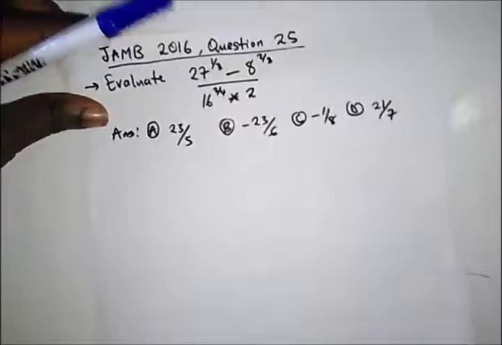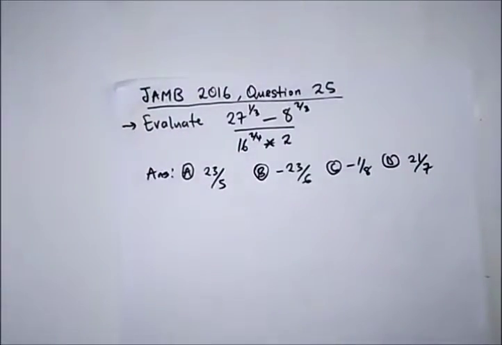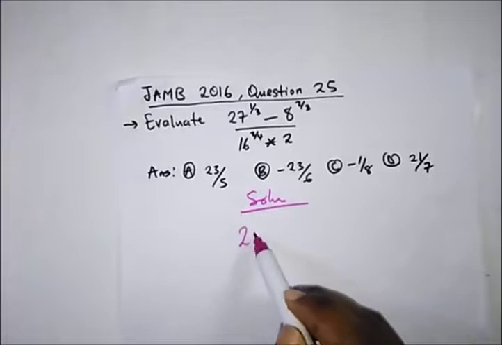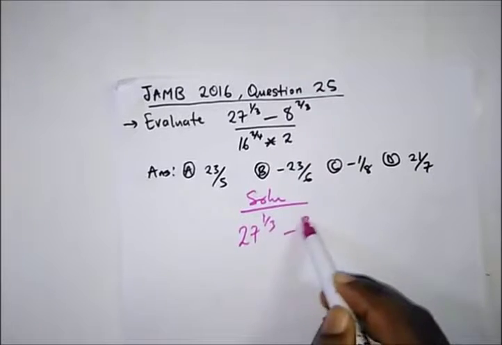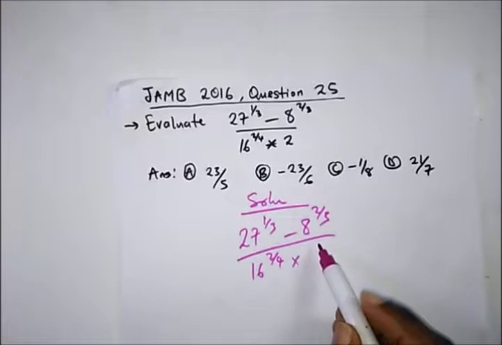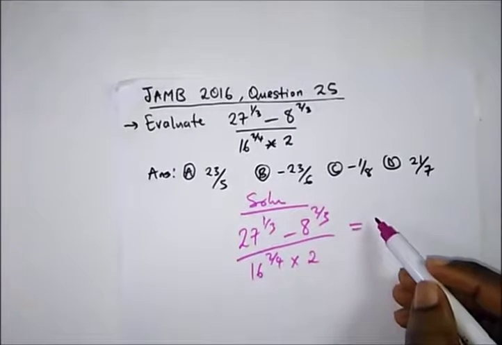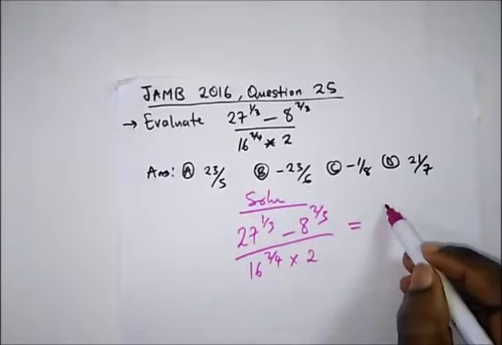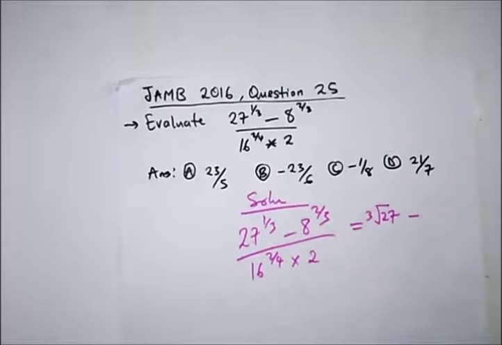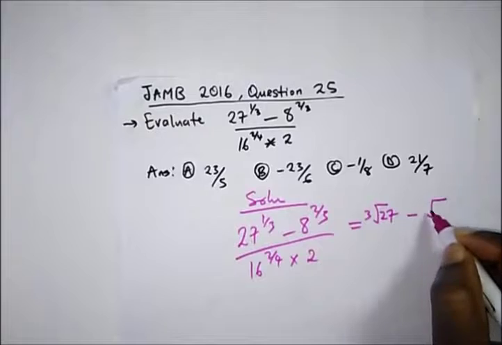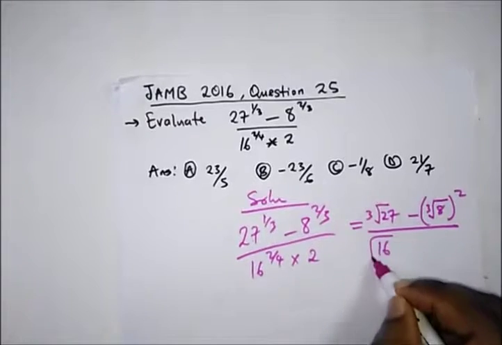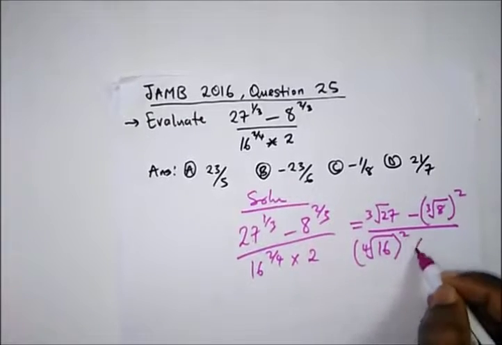Our final question here from JAMB 2016, question 25, says evaluate this. So what's our solution here? Let's write down our question: 27 raised to the power 1 over 3 minus 8 raised to the power 2 over 3 divided by 16 raised to the power 2 over 4 times 2. So let's simplify this. This is the cube root of 27 minus, remember our laws of indices, when we have fractional powers, this will be the cube root of 8 all raised to the power of 2, divided by the fourth root of 16 all raised to the power of 2 times 2.